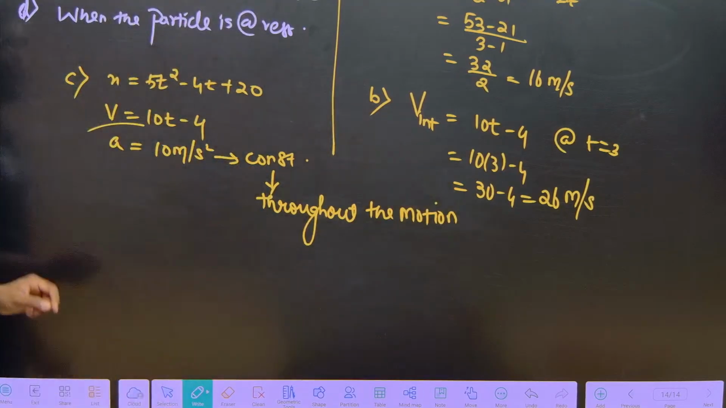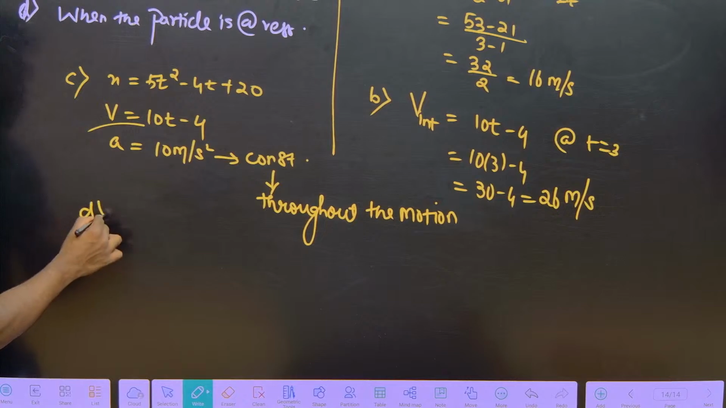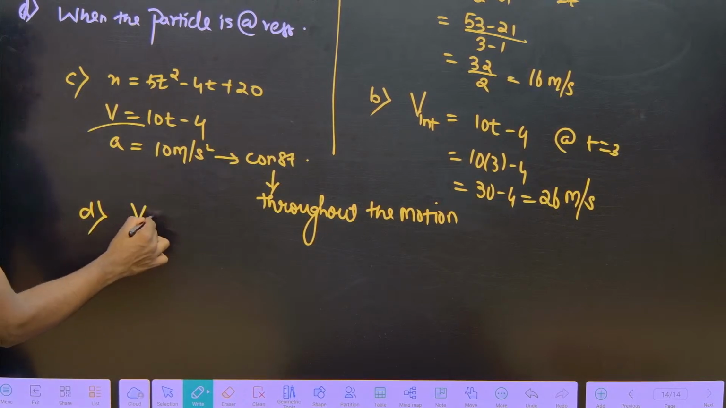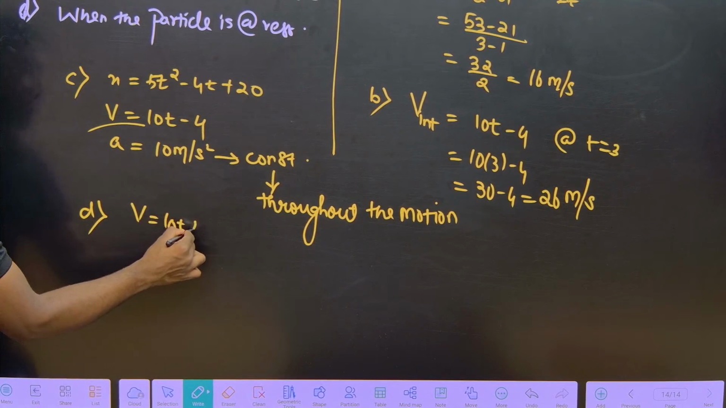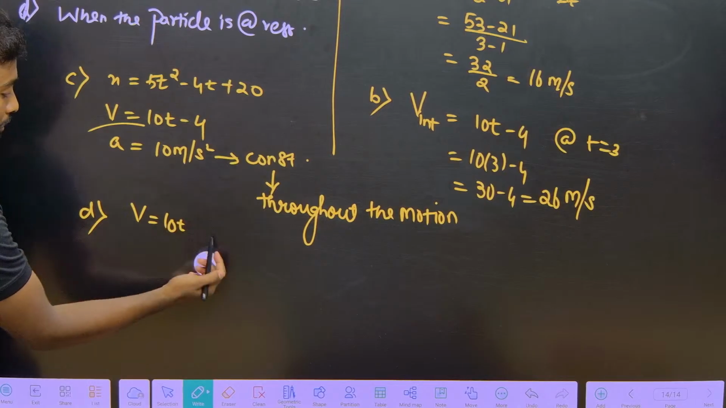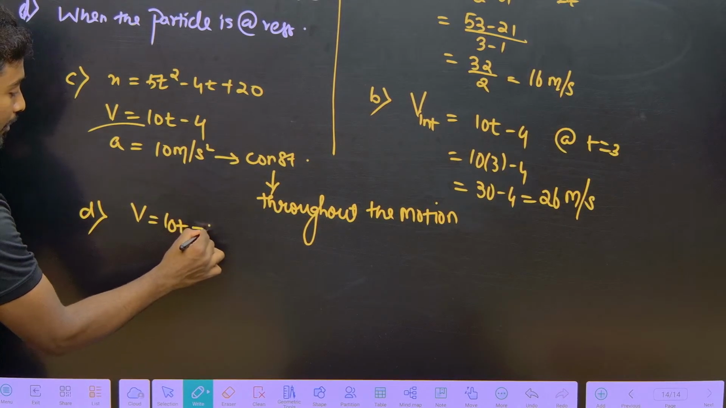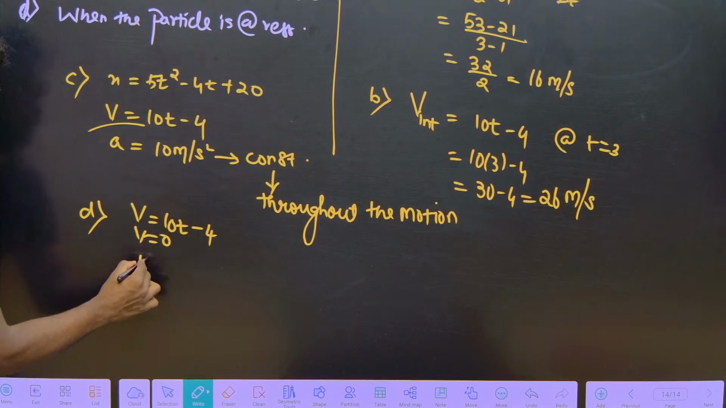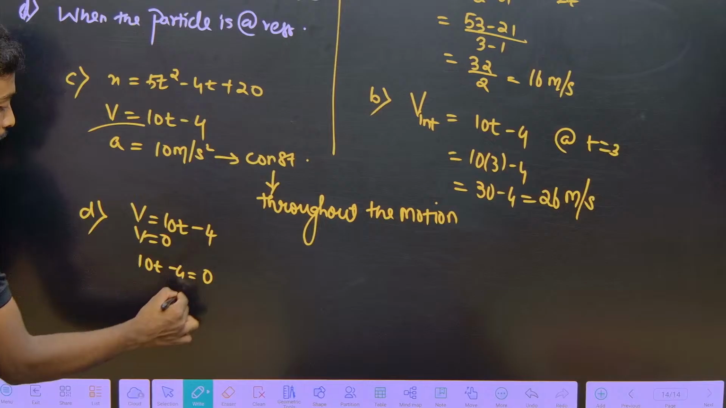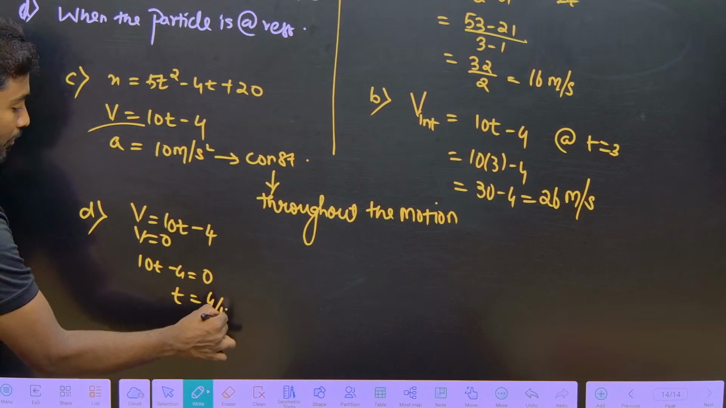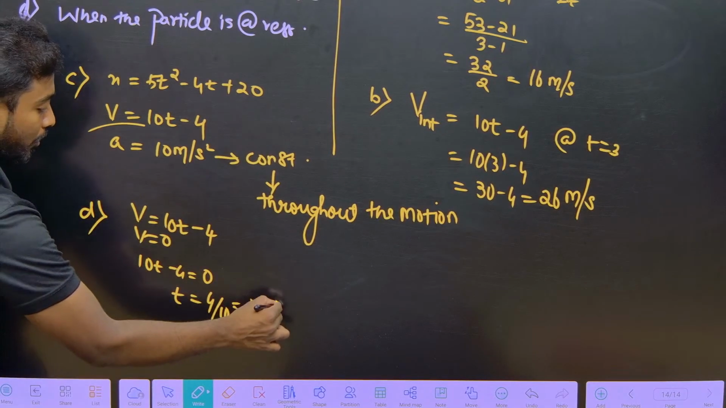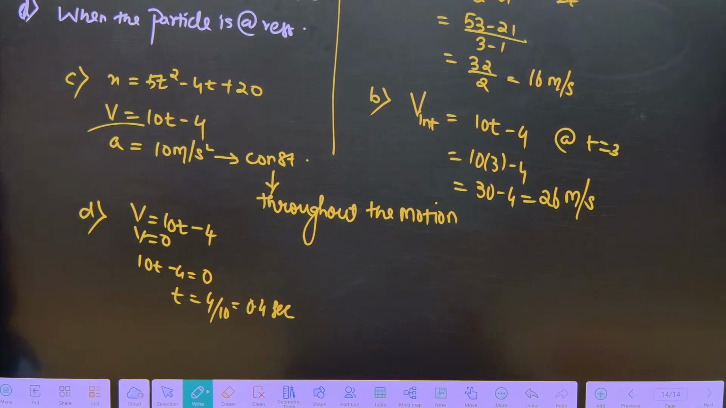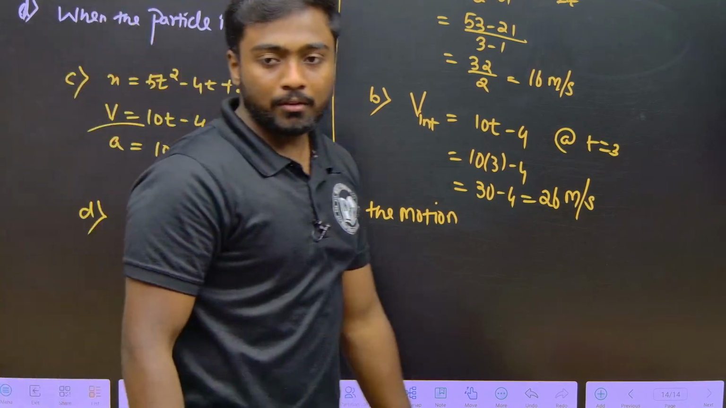Okay. What about the fourth one? V equals 10t minus 4, and V equals 0. So 10t minus 4 equals 0. t equals 4 by 10, which equals 0.4 seconds. This is the time.